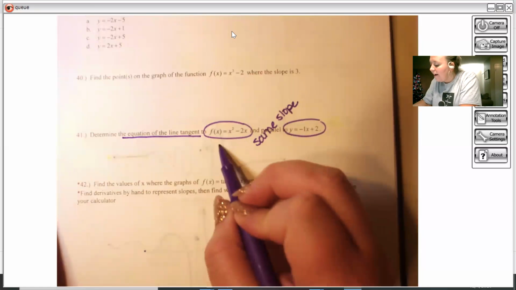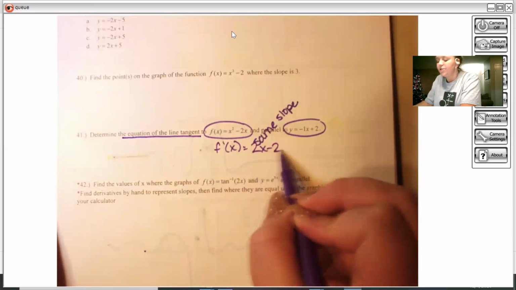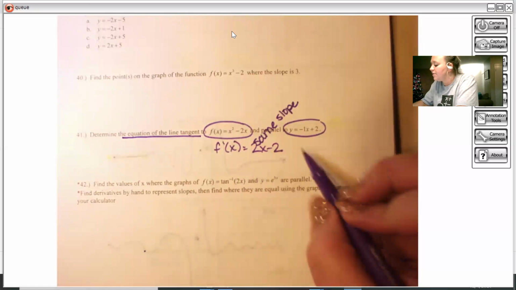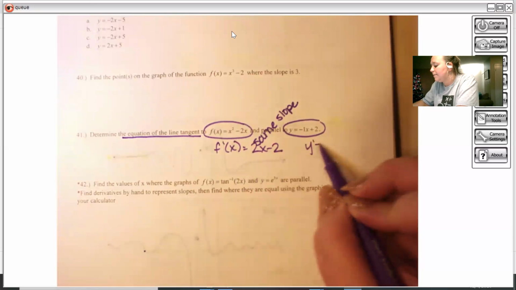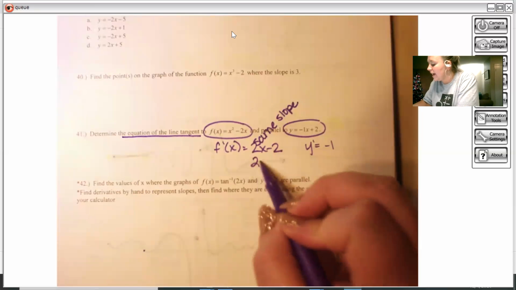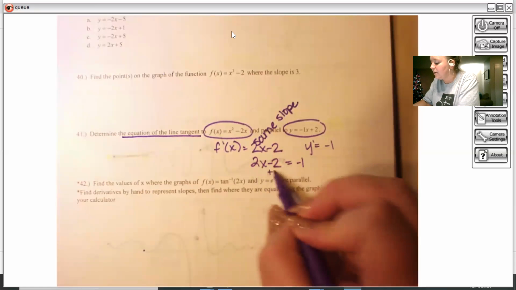So f prime of x is going to be 2x minus 2, because it's just a simple polynomial there. Then the derivative of the line, y prime, is going to be -1. And then remember, if I want them to be parallel, I need them to have the same slope. So I'm going to set those equal. So I would let 2x minus 2 equal -1. Well, then I can add this 2 across.